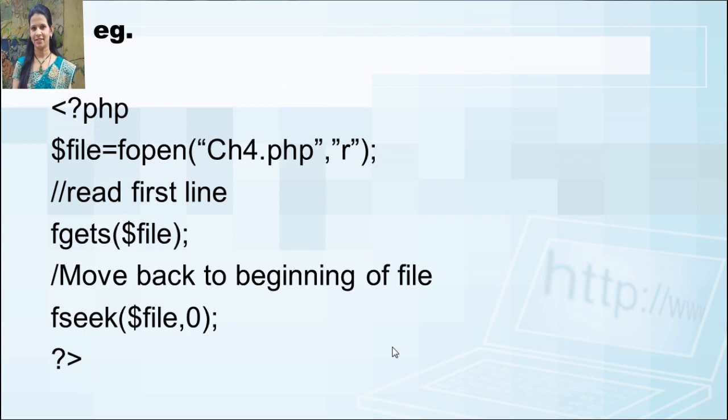Let's see one example for this. $file = fopen of chapter4.php, in read mode. Read the first line: use the fgets function to read the first line. If you want to move back to the beginning of the line, you can use the fseek function and provide the file name and the offset. Offset means 0. You want to go to the beginning, so you need to set 0 here.